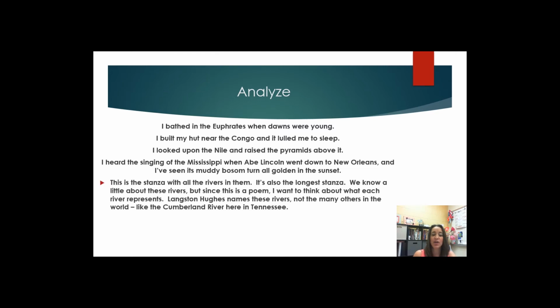This is the stanza with all the rivers in them. It's also the longest stanza. We know a little about these rivers, but since this is a poem, I want to think about what each river represents. Langston Hughes names these rivers, not the many others in the world, like the Cumberland River here in Tennessee. Let's think about the structure in this stanza.